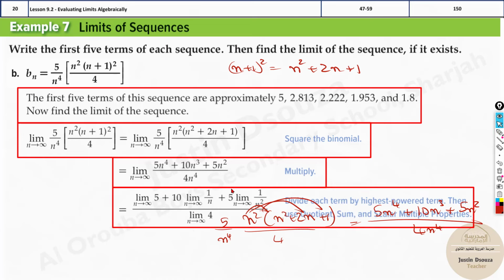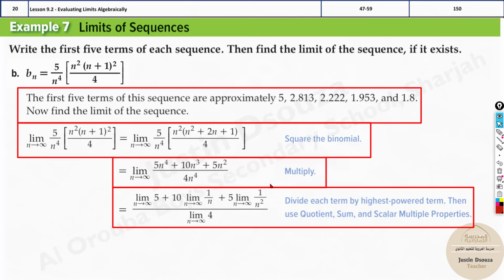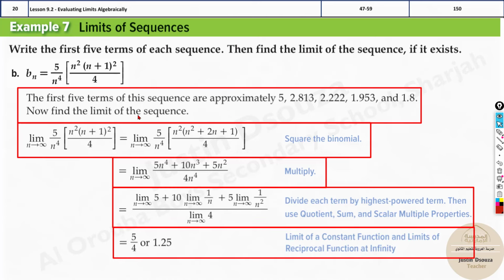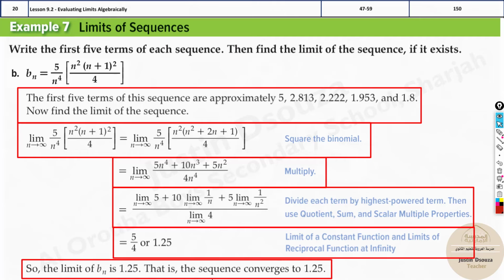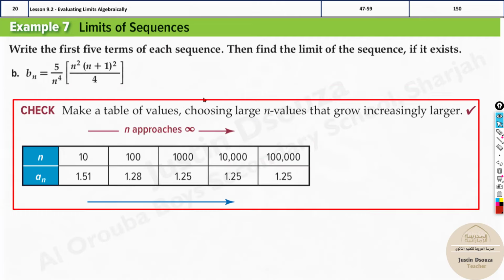Now we know what to do: the highest degree is power 4. Divide everything by n to the power 4, then simplify, put the limits and solve it. The answer would be 1.25. If you do this directly in the calculator, you get this answer itself. Now the table method cannot be done in the calculator. If you're thinking mode 7, no, it doesn't work, because look at the jump of the values, 10, 100, 1000. That's not going to work in the calculator. If you try, it'll show you insufficient data, or you just can't get these sorts of values.